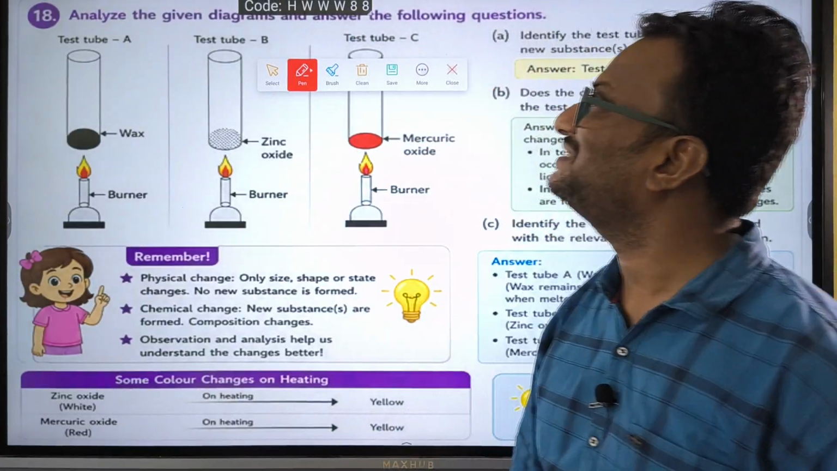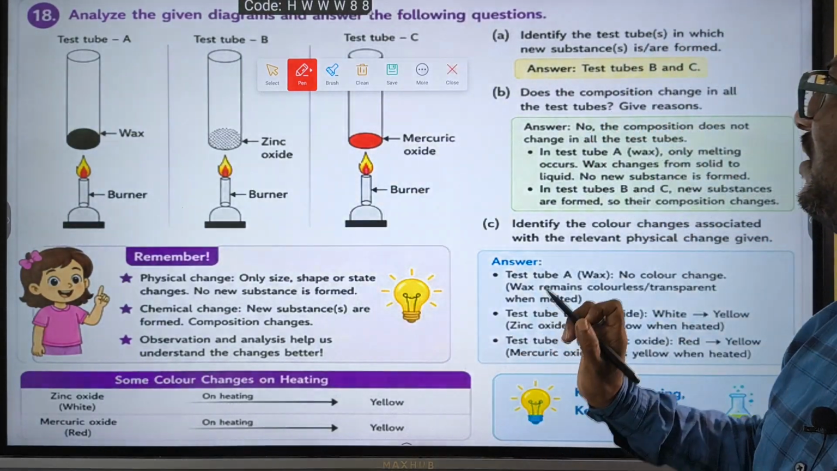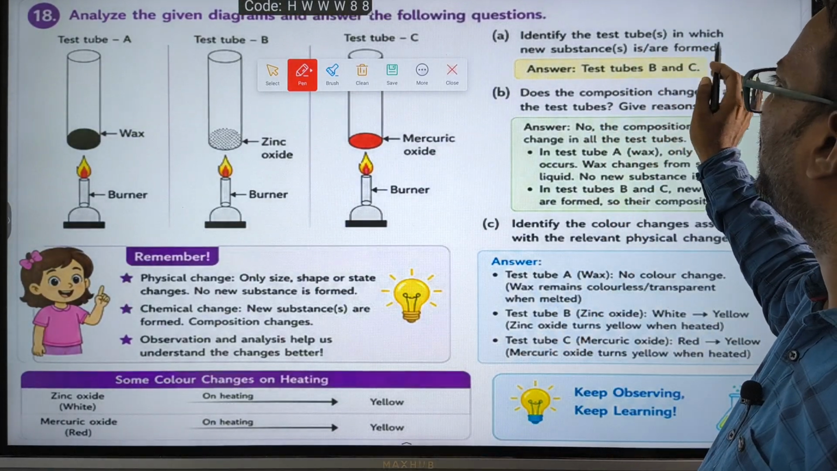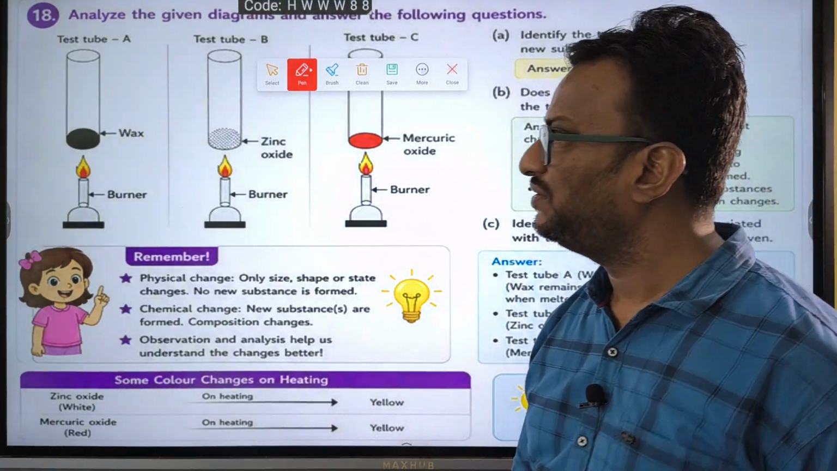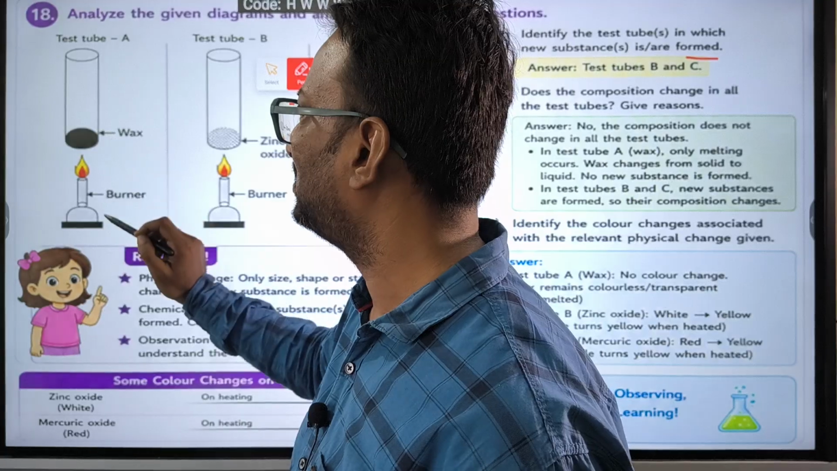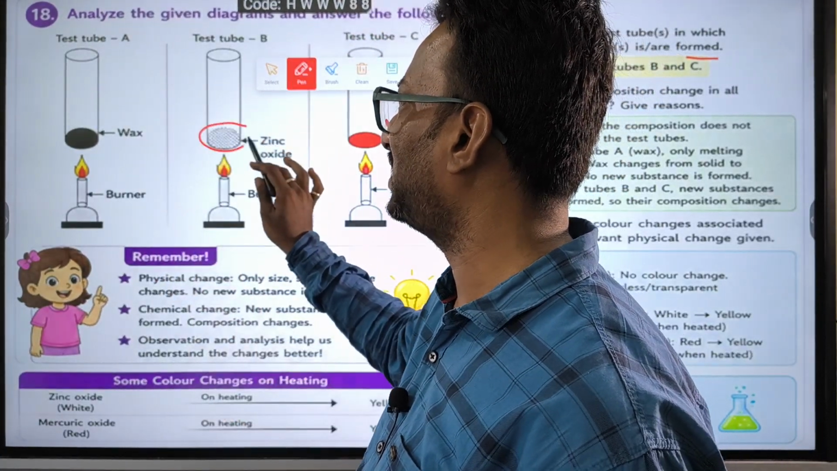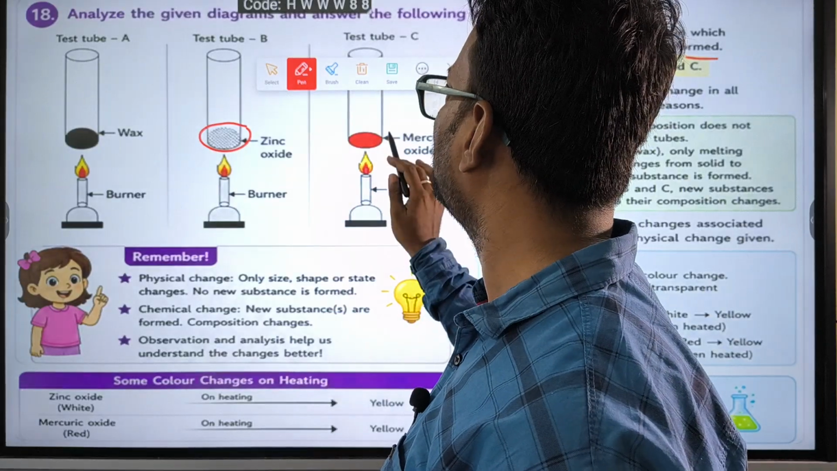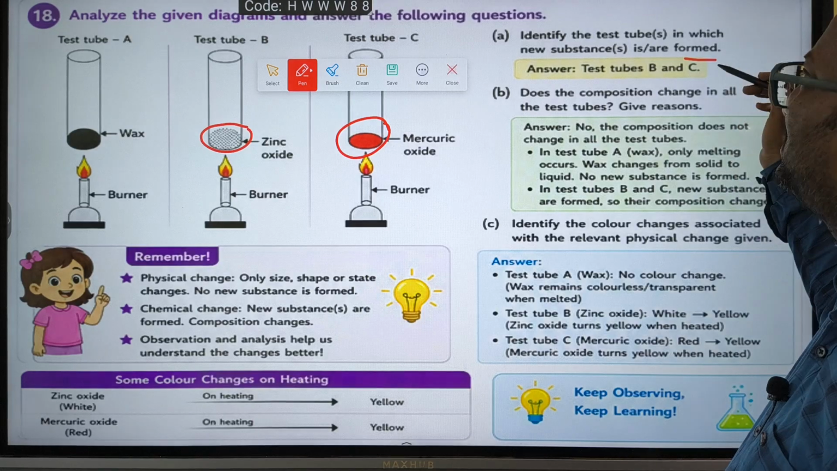See the next one. Analyze the given diagrams and answer the following. A. Identify the test tubes in which new substances are formed. Test tube A: wax burning. In the second case, zinc oxide in the test tube and burning. In the third case, mercuric oxide and burning. So the answer is test tube B and C.